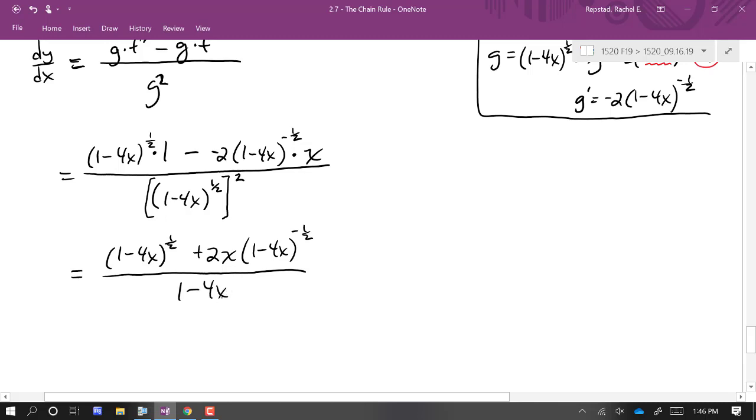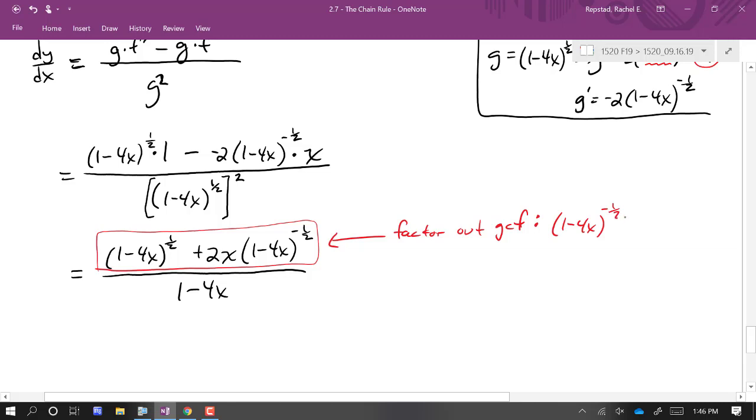We are going to summon all the energy and power that we have inside ourselves. And remember that you cannot cancel over addition. So don't do it. But what we can do, if we look at what we have up top, is factor out the greatest common factor. And what is that greatest common factor in this case? To what power? Negative 1/2, always the least power. So you compare the exponents, whichever one's less, take that.